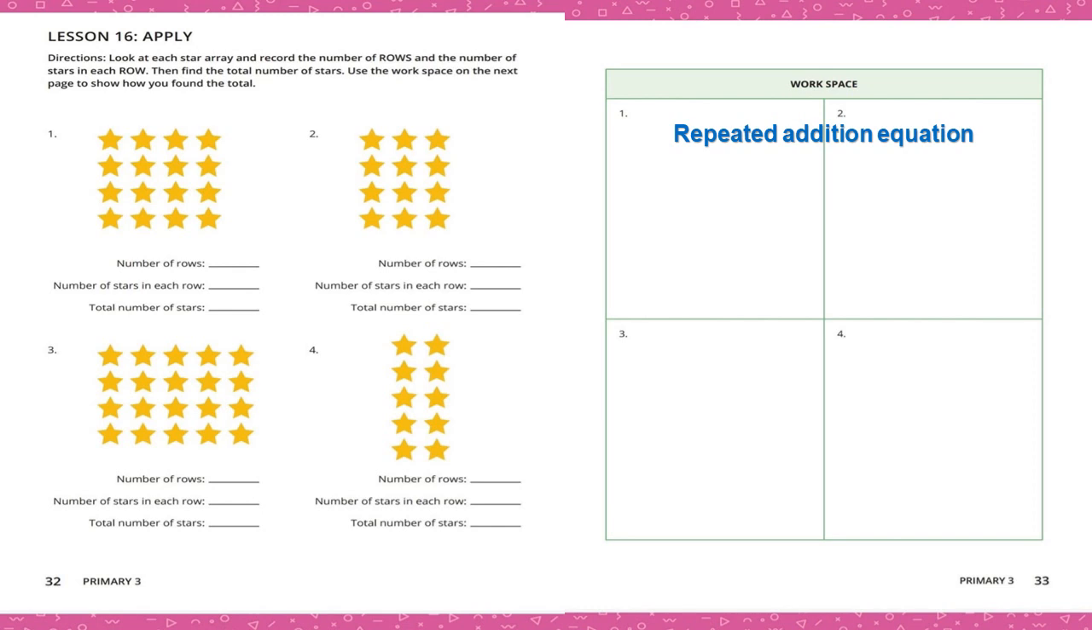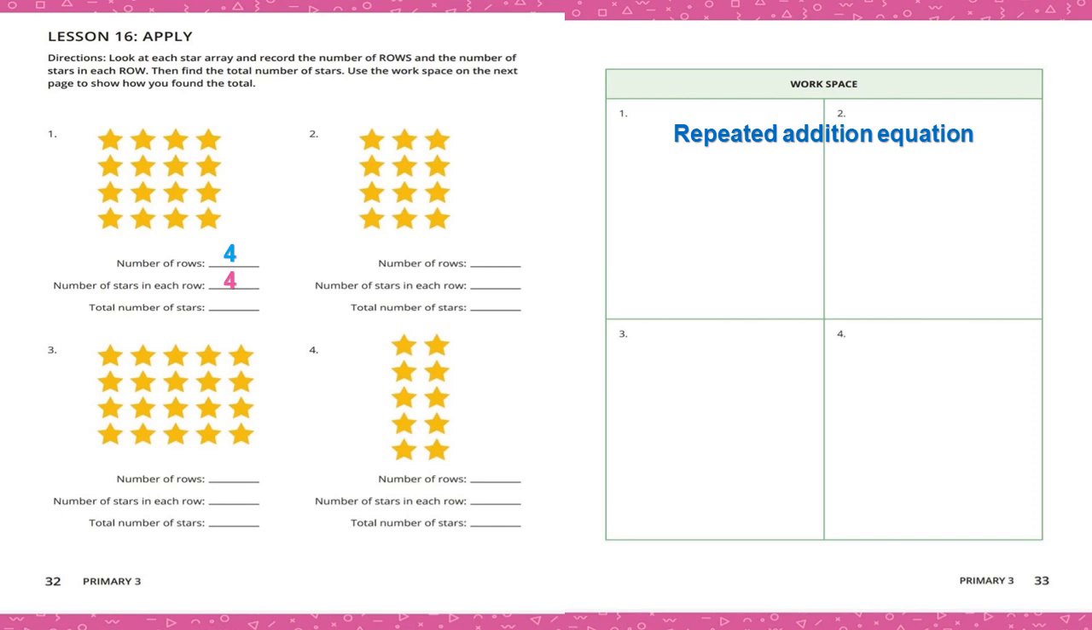Number 1. Number of rows. We count the horizontal. 1, 2, 3, 4. 4 rows. Number of stars in each row. 1, 2, 3, 4. We have 4 stars in each row.